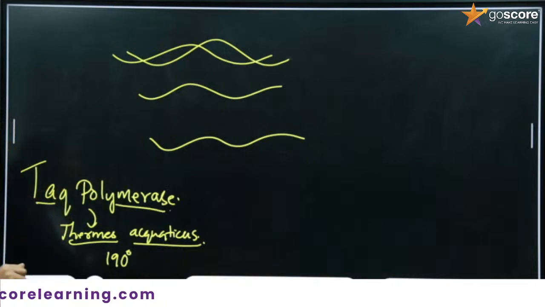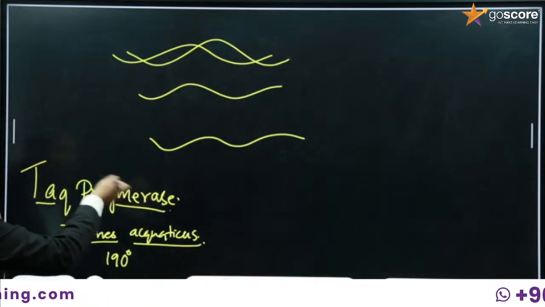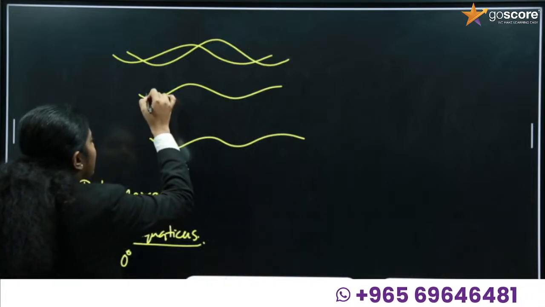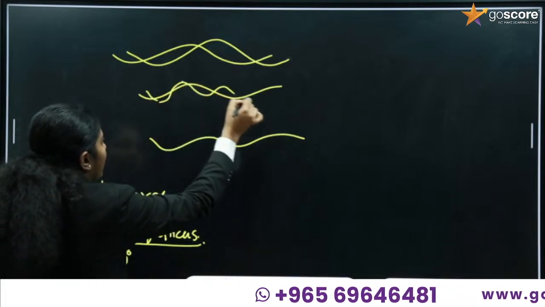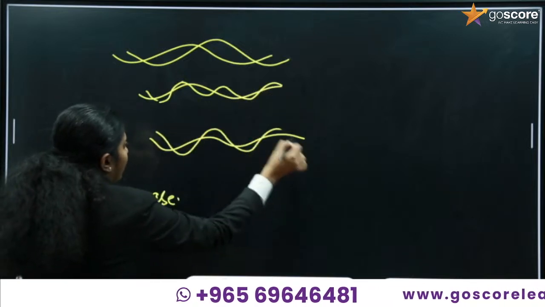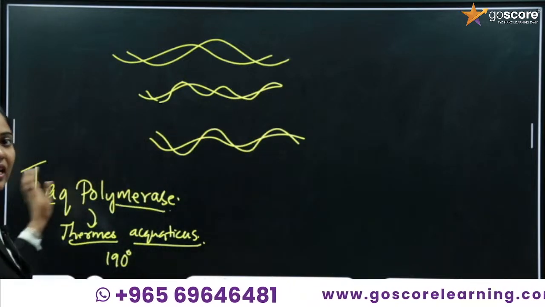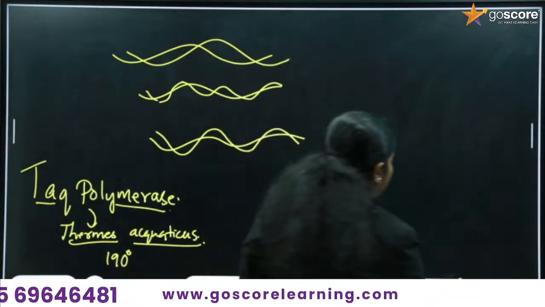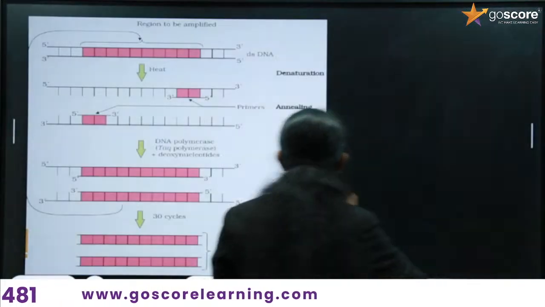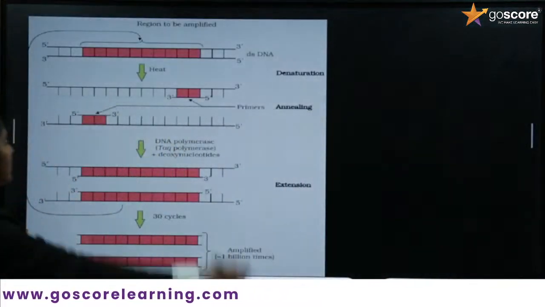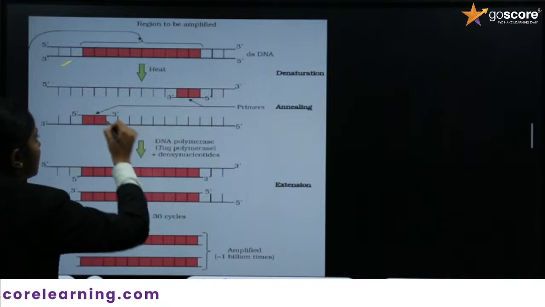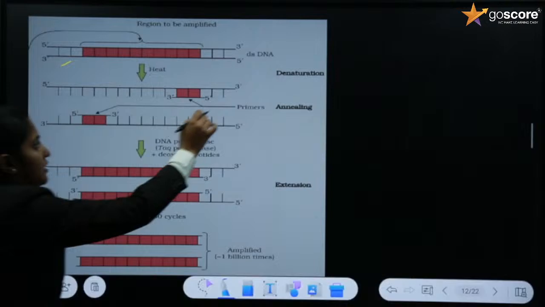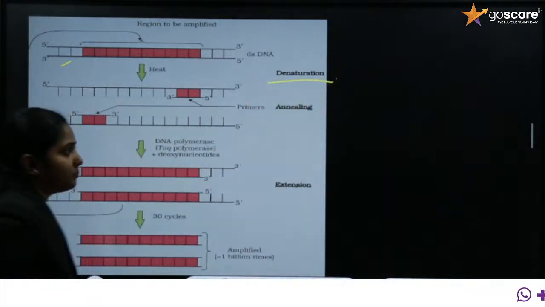So that is the second process. Using Taq polymerase, new nucleotides will be added. If new nucleotides are added, what happens? The new DNA will be synthesized. That has been the second and third step. Let's see the different steps involved. First one, denaturation. It is a double-stranded DNA, and this double-stranded DNA is separated. That separation is denaturation.